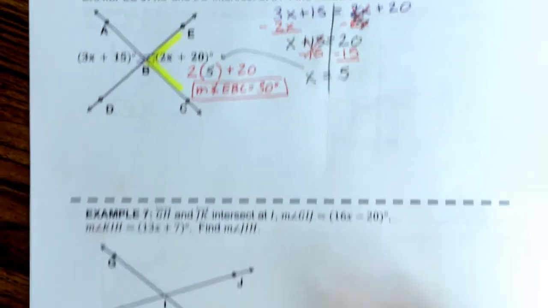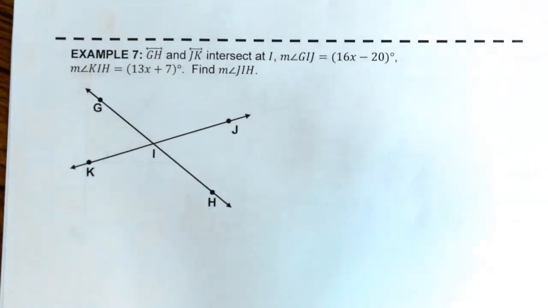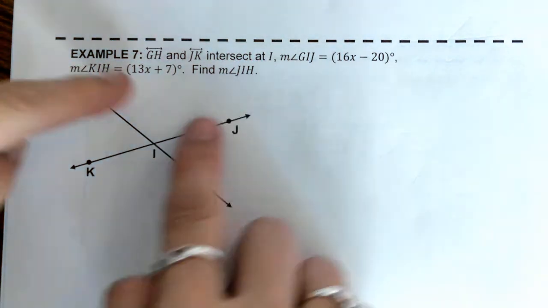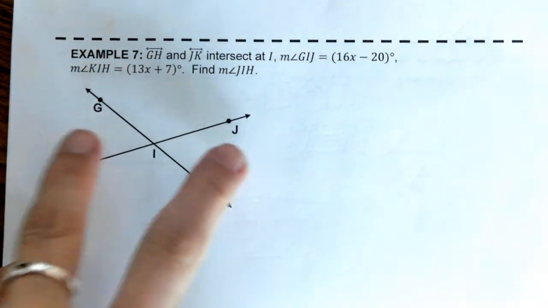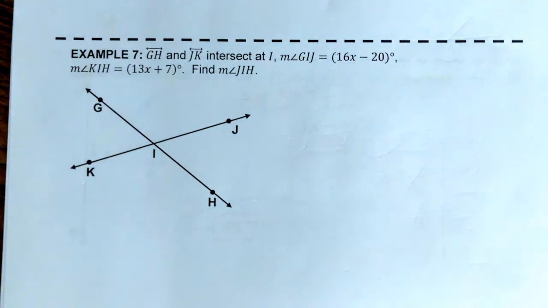Let's take a look at the next one. Here, it's going to change up a little bit, but you need to know how to do this. We've got 2 lines intersecting, so we have 2 pairs of vertical angles. We also have lines, which is going to help us out in a minute so that we can see linear pairs, supplementary angles. Let's focus on one thing at a time here, though.